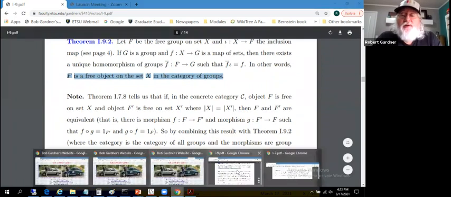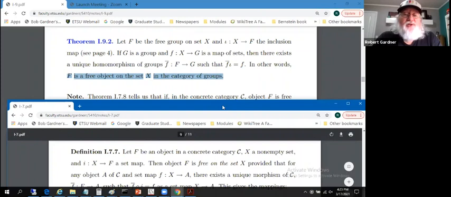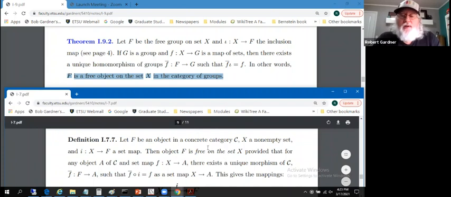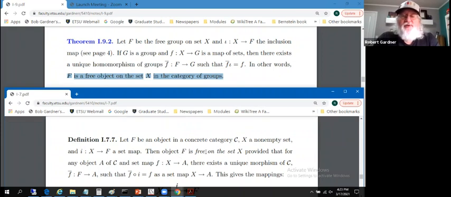Okay, let's take a look at the definition from section 1.7, the definition of what it means for a concrete category to be free on a set X. So let F be an object in a concrete category C, X a non-empty set, and iota a set mapping. Concrete categories are where the objects are sets and the morphisms are set maps, functions between sets, which is totally what we have in our current setting. So we are in a concrete category, if you wish to interpret it as such.